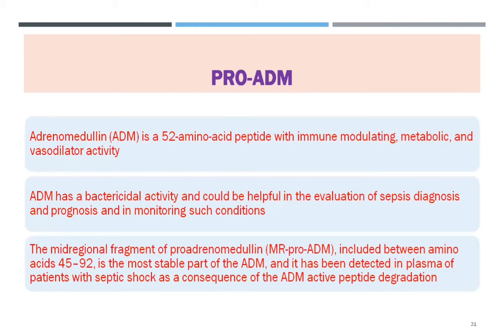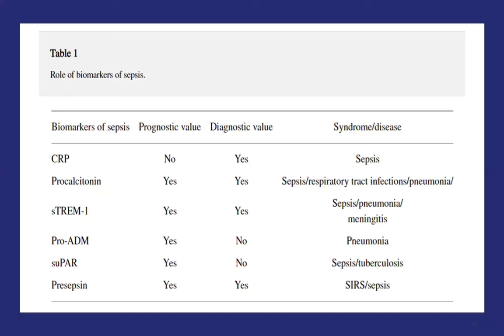Another biomarker is adrenomedullin. Adrenomedullin is a 52 amino acid peptide with immune modulating, metabolic, and vasodilator activity. Adrenomedullin has a bactericidal activity and could be helpful in the evaluation of sepsis diagnosis, as a prognosis, and in monitoring such conditions. Though less studied and used, adrenomedullin can be considered as one of the biomarkers of sepsis.